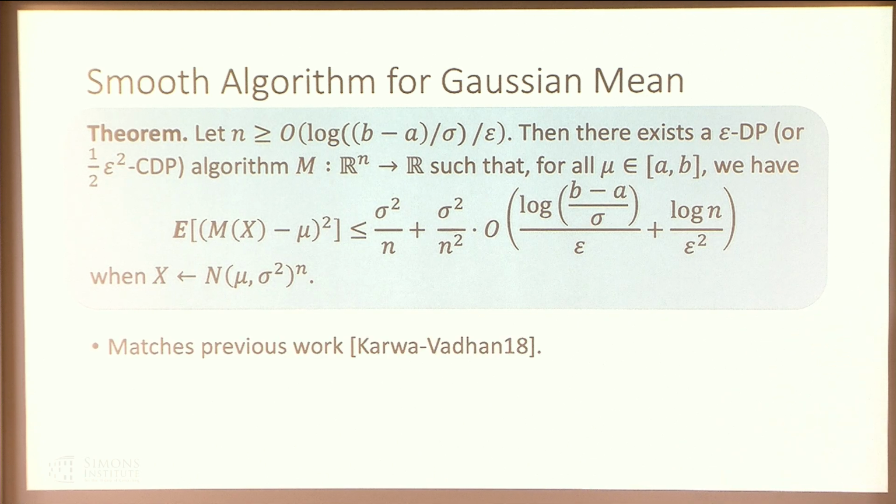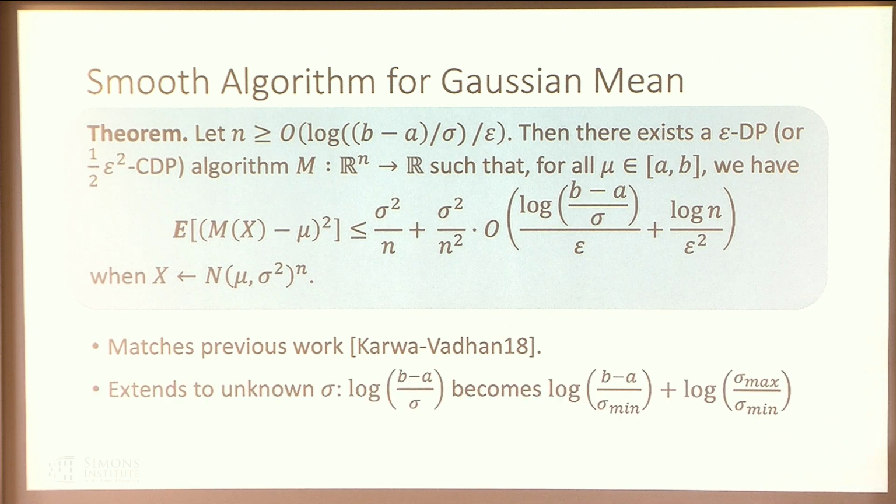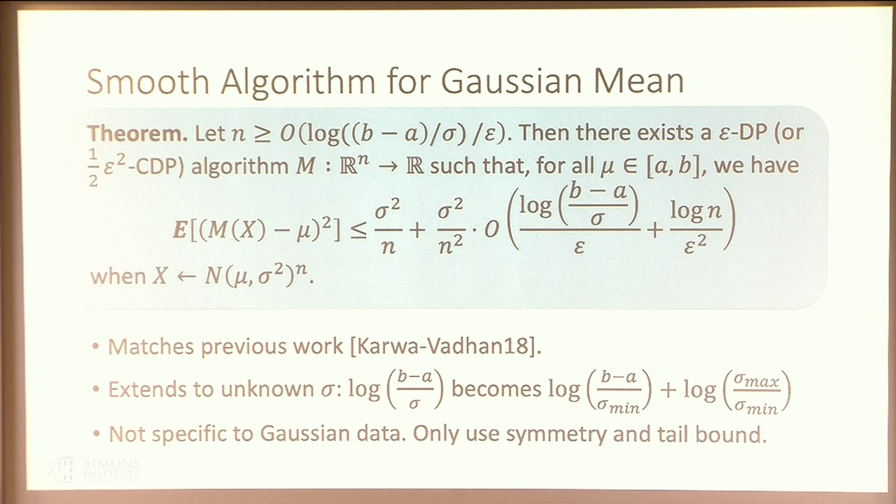So again, this matches the previous work by Salil and Vishesh. And it extends to unknown sigma, so you just have to add this extra term that is like a ratio of the upper bound you have on sigma to the lower bound you have on sigma. And this is not specific to Gaussian data. The only thing that I'm using in the proof is that it's symmetric, and you have a good tail bound. Right? So Gaussians have nice tails. If you have heavier tails, this log might become like a log squared of its Laplace or something like that.